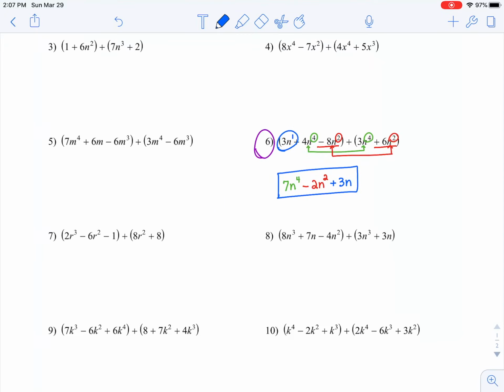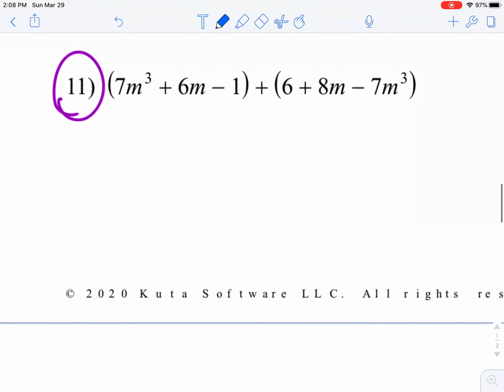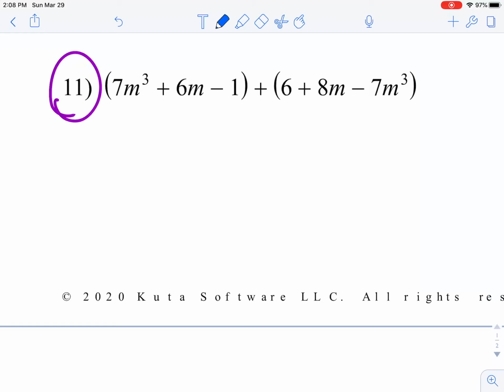All right, one more I'm going to do for you today. I'm going to do number 11. So here it is. This one's real similar to the last one that we did. I'm going to look at all those exponents and see which the highest one is. Looking through, I see that 3 here is the highest exponent, and I see another one with a 3 exponent over here. So those are like terms.